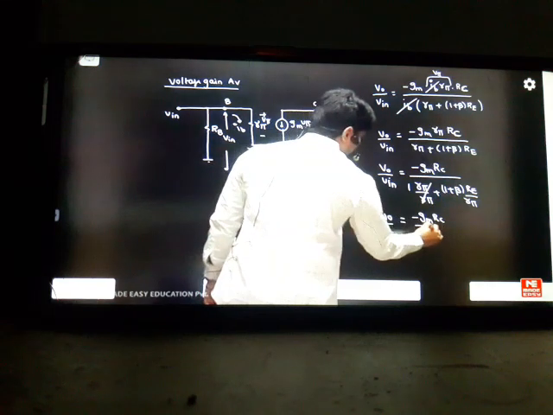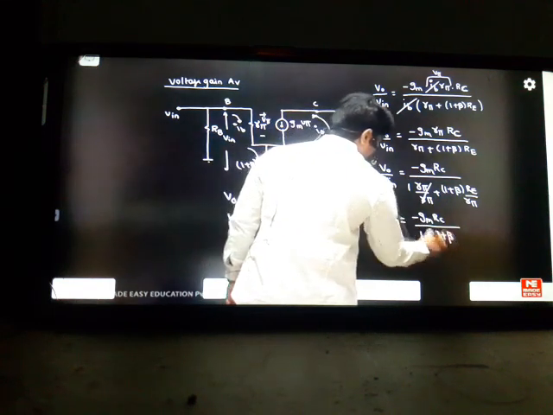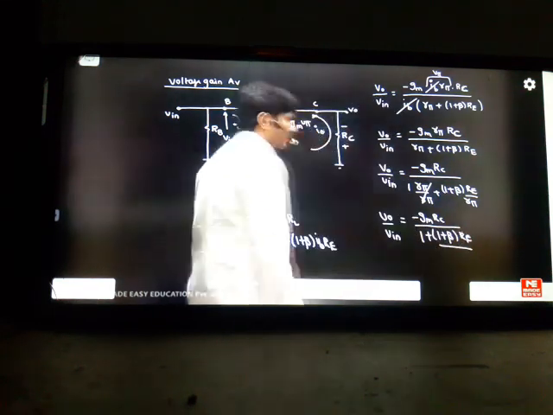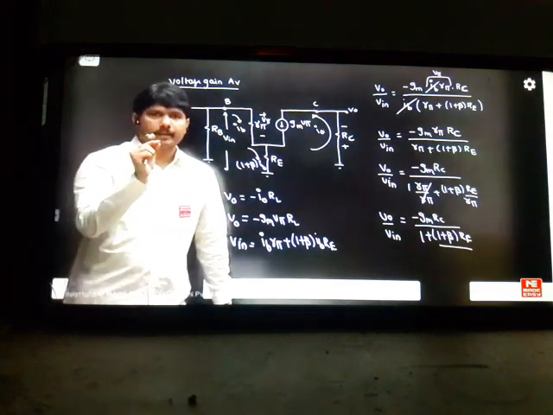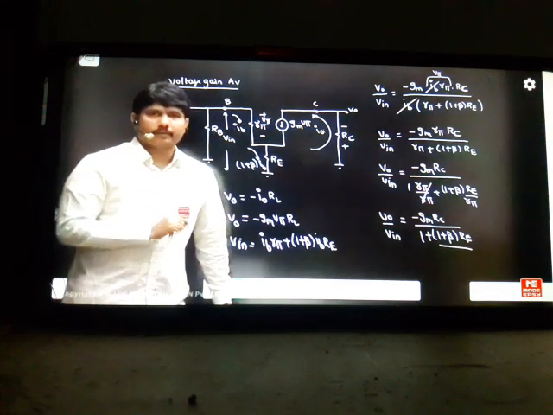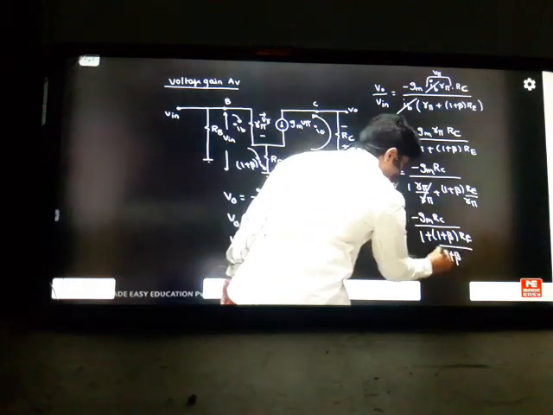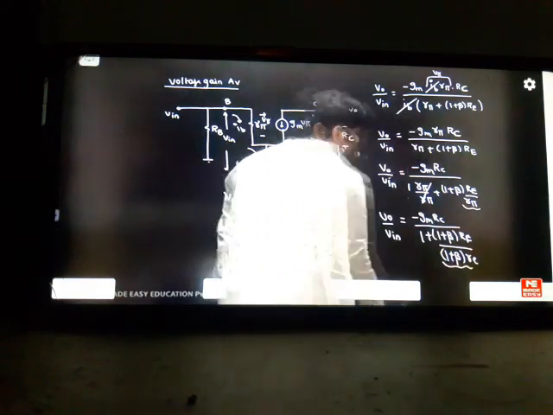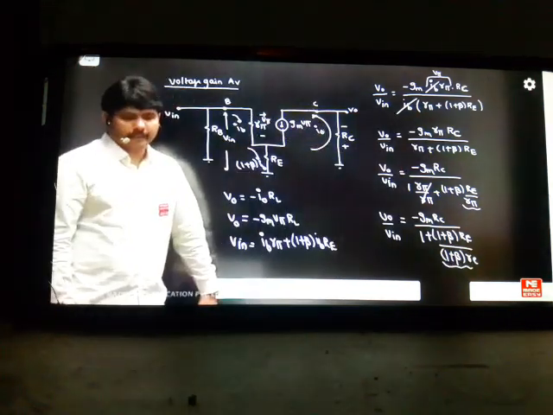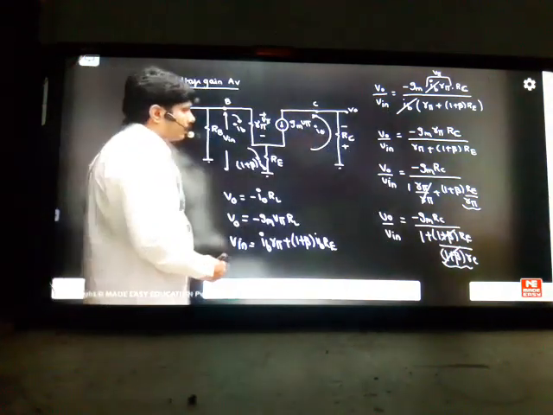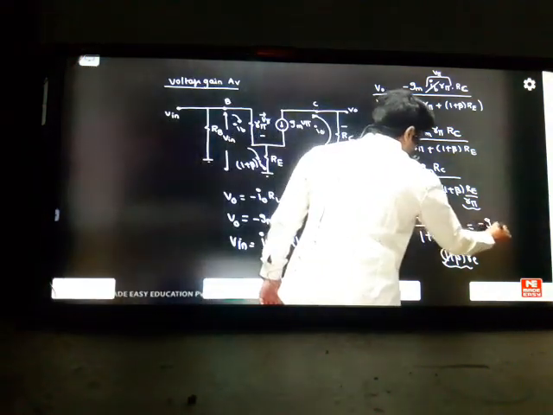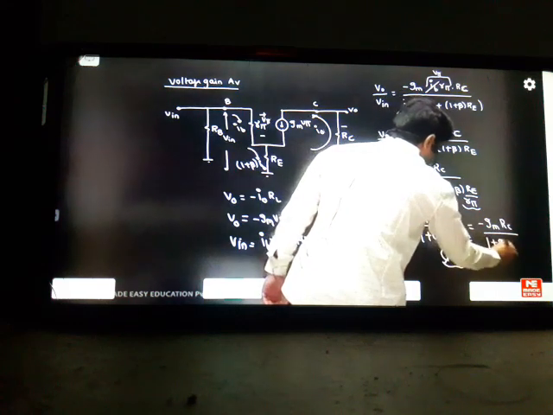Minus GM into RC divided by 1 plus beta into RE. Yesterday in class I told you R pi theory we can convert into RE theory. RE theory we can convert into hybrid theory by a technique: HIE is equal to 1 plus beta RE, so 1 plus beta RE is equal to R pi. So this quantity I replace with this quantity. So I have changed R pi theory to RE theory. So can I cancel this 1 plus beta? Now you can see a simplified answer. It is minus GM into RC divided by 1 plus GM into RE.